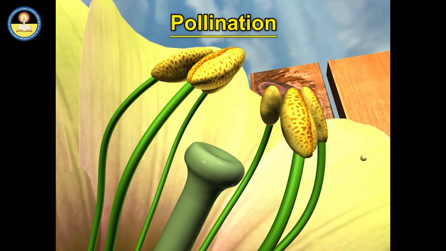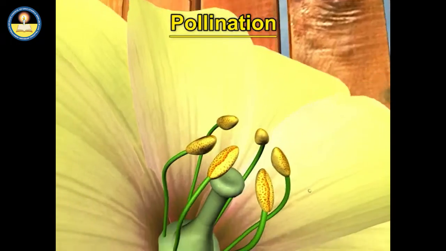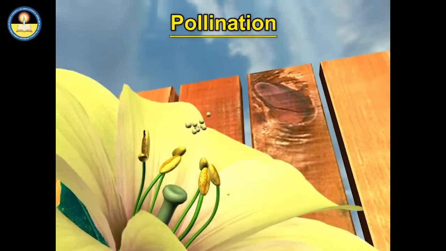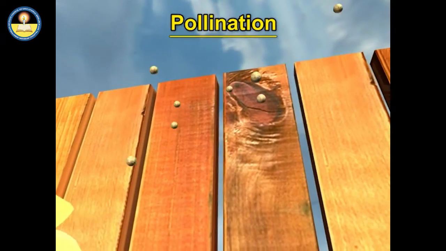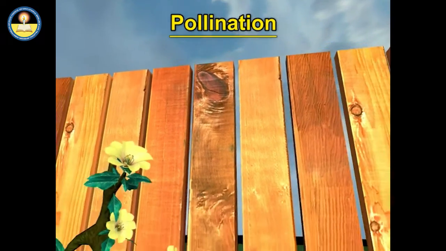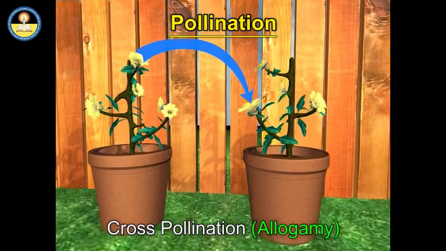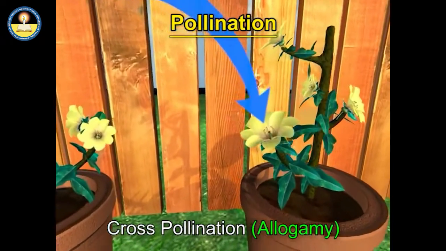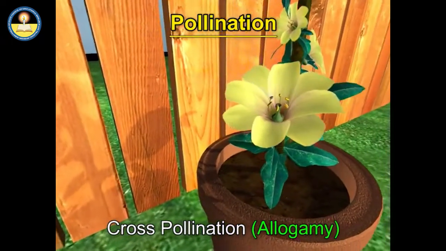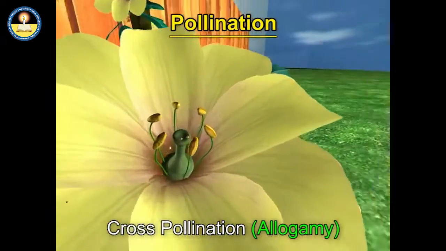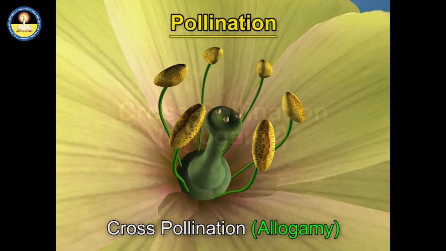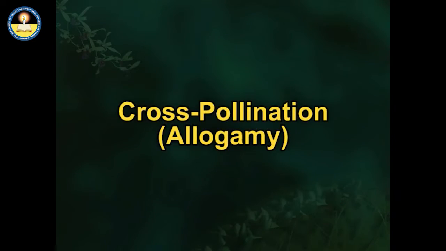When the pollen grains are transferred from the anther of one flower to the stigma of another flower present on a different plant of the same species, it is known as cross-pollination or allogamy.